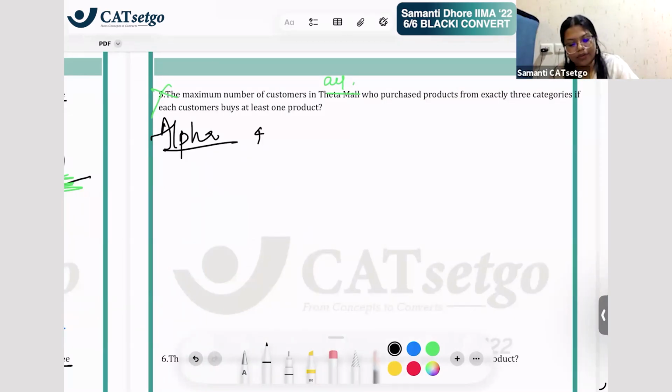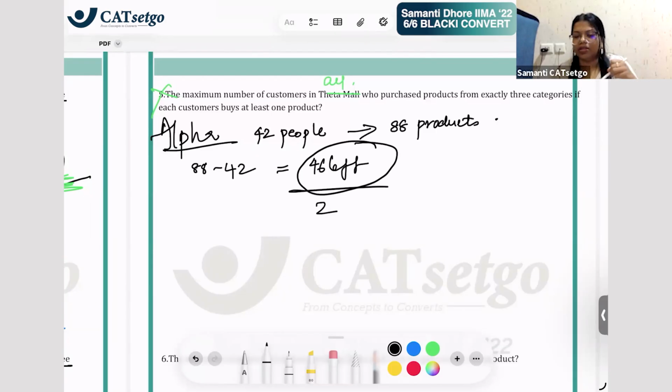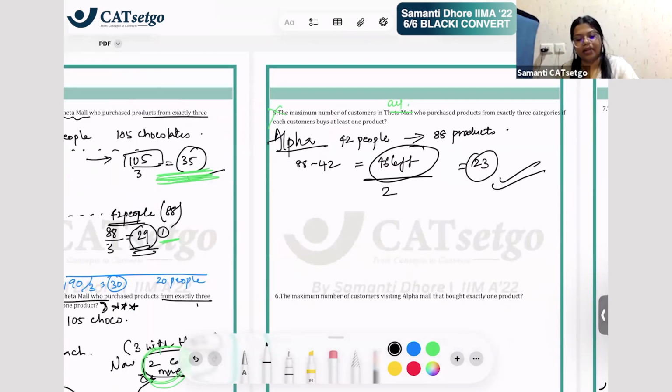What is the maximum number of people in Alpha Mall who purchase exactly 3 products. How will it work? There are 42 people and 88 products. So out of 88, let me give 42 to whoever, and I have only 46 left for me to distribute, in such a way that each person I'll have to give 2 more. This is 23. So total 23 people I'll be able to serve like this. Earlier my answer was 29 and now it is 23. Because of the condition that each person must get something. In the earlier condition, we had so many people getting 0. Now we cannot have that. We'll have to give 1 at least. Do you get the answer? Do you get the method?